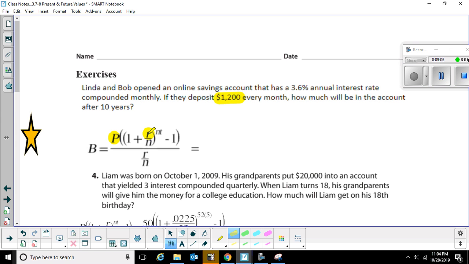We need to know what our rate is. Our rate, okay, 3.6%, good. I need to know how many times it's being compounded. Well, it's going to be compounded every month. Compounded monthly rather. So compounded monthly means what? It means it's going to be compounded 12 times a year. Okay, I need to know the duration, how many years. There's 10. And so now I have all my pertinent information.